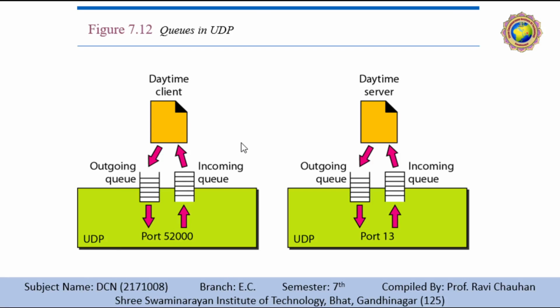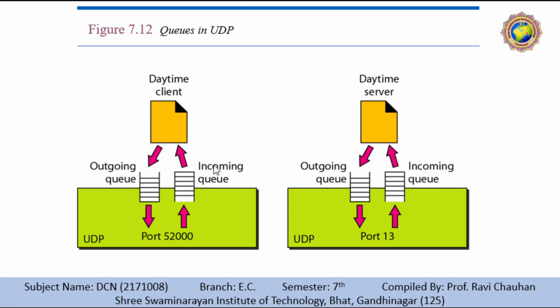The client process can send a message to the outgoing queue by using the source port number specified in the request. UDP removes the messages one by one and, after adding a UDP header, delivers them to IP. An outgoing queue can overflow. If this happens, the operating system can ask the client process to wait before sending more messages.